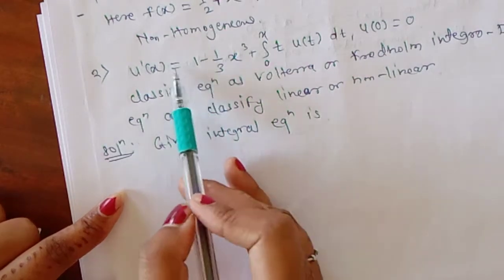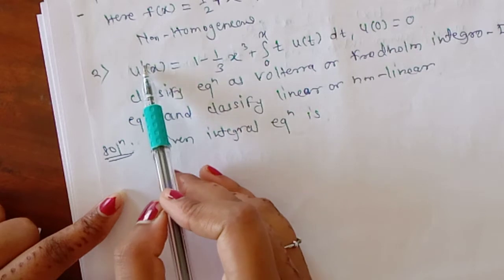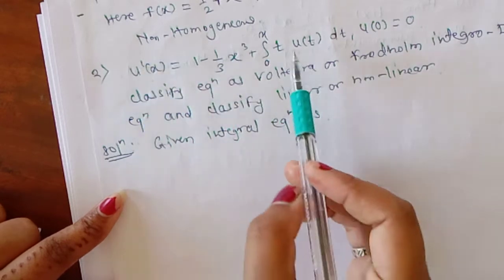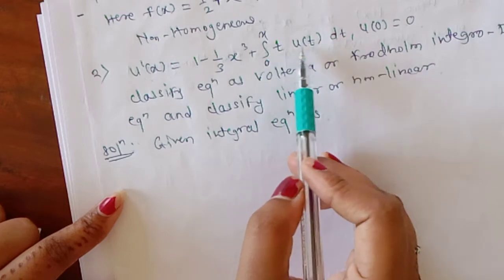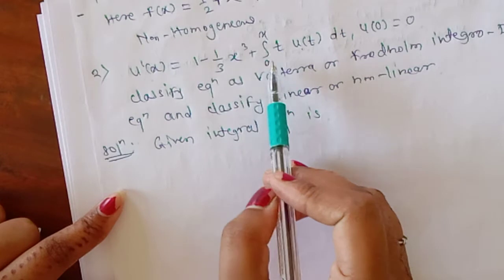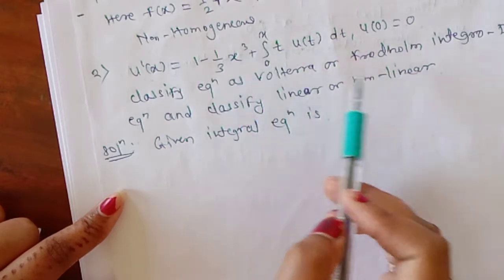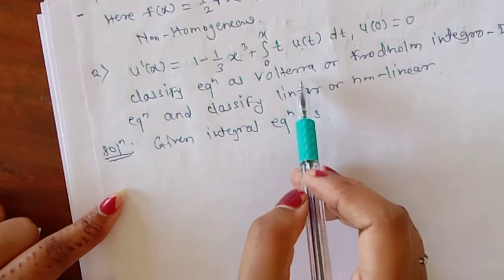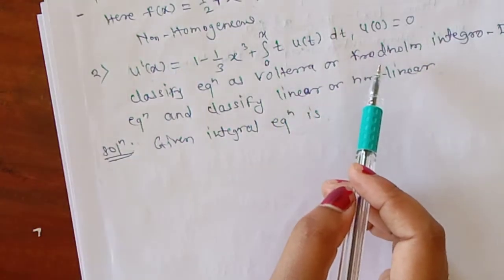Now look here, the unknown function u of x appears on one side with a derivative, and on the other side another unknown function u of t appears under the integral sign. Therefore this is an integro-differential equation, and since one limit is a variable, this is a Volterra integral equation. Therefore, by using both, this is a Volterra integro-differential equation.